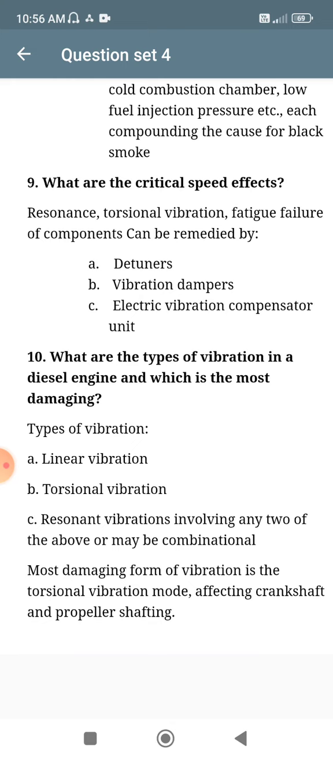We know the types of vibration: linear vibration, torsional vibration, and resonance vibration, which involves either linear vibration or torsional vibration, or a combination. And the most damaging form of vibration is torsional vibration affecting the crankshaft and propeller shafting.